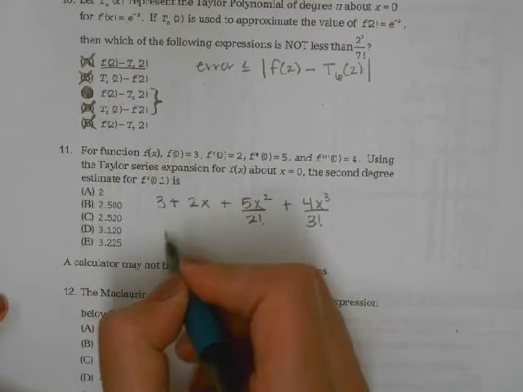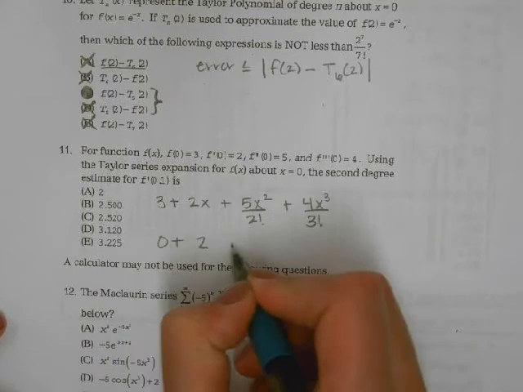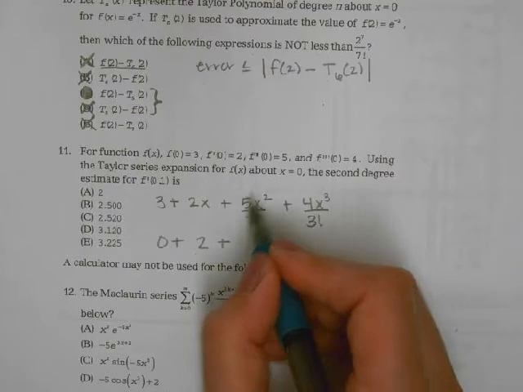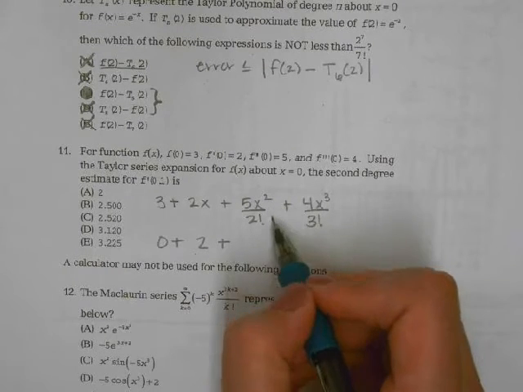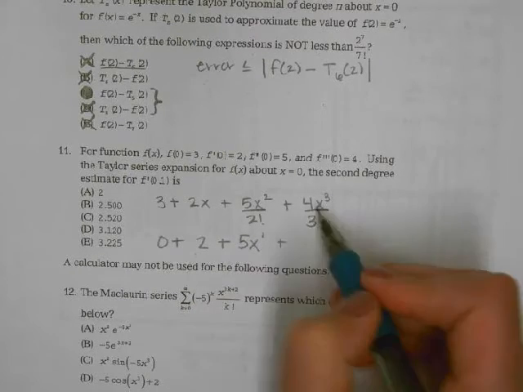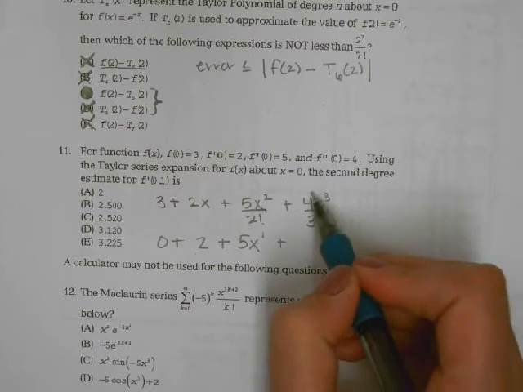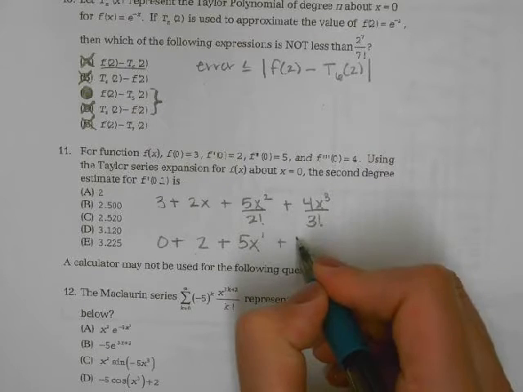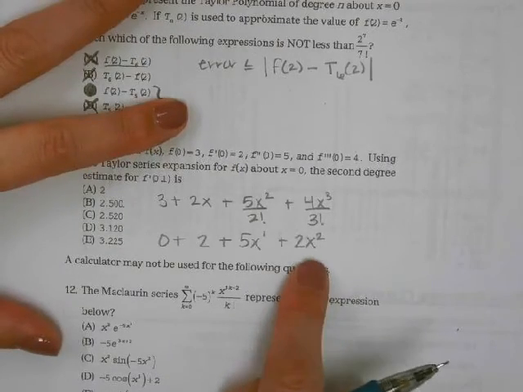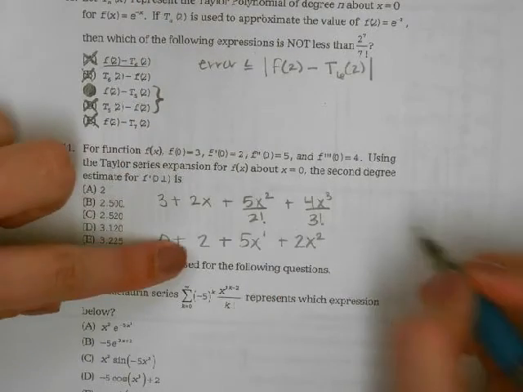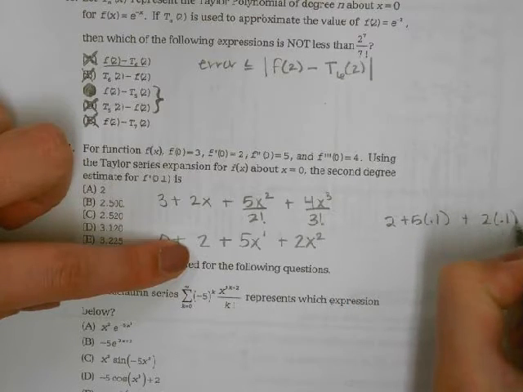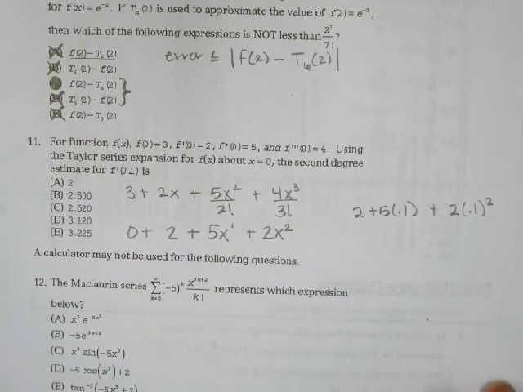So the derivative of 3 is 0, derivative of 2x is 2. This is 5 over 2, so if you multiply 5 over 2 times 2, you get 10 divided by 2, which is 5. So 5x to the 1. This is 4 over 6. So 3 times 4 is 12. 12 divided by 6 is 2, so that's 2x squared. And then I was like, aha, that's a degree of 2. So now you can go ahead and plug in the 0.1. So 2 plus 5 times 0.1 plus 2 times 0.1 squared. And when you do it this time, you get C.